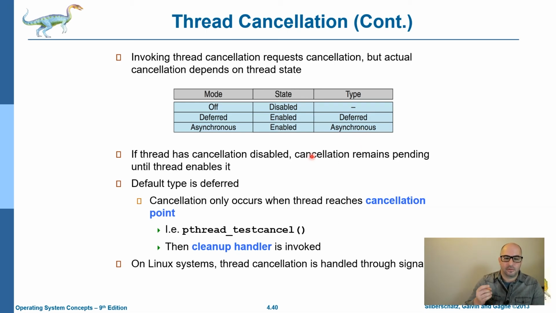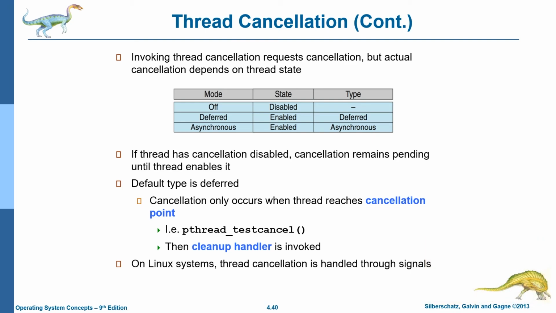The way that a thread will reach a checkpoint is to issue the test cancel function call within the thread, and this says, I'm at a good place where I can be canceled. The piece that you can't quite see here is that on Linux, thread cancellation is handled through signals, meaning the operating system, because it's running kernel threads, will deliver a signal to the thread to cancel it.